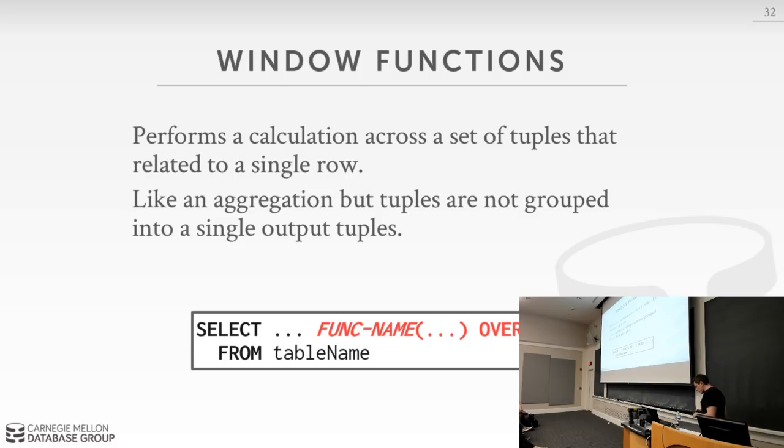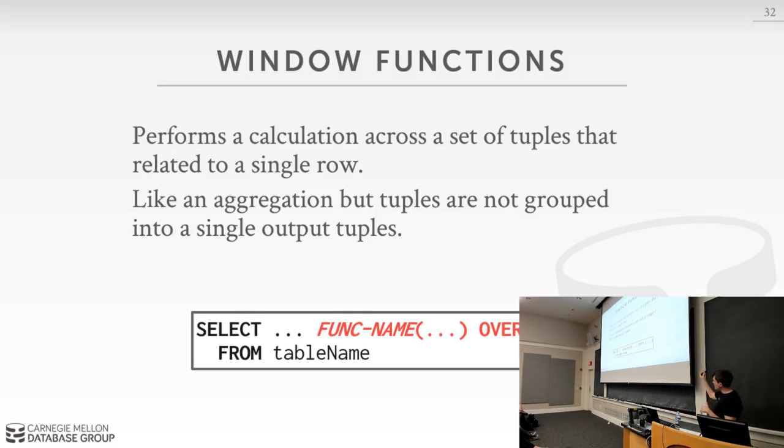A window function is sort of like an aggregation where you compute some function on tuples, but rather than doing it on a subset of the tuples and collapsing them down into a single result, you do this in an incremental or moving fashion, and you still produce the tuple as the output, along with the value that it produced from the window function.